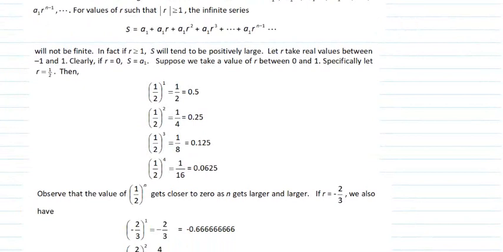For let R take real values between negative 1 and 1. Clearly, if R is equal to 0, S is equal to a sub 1. Suppose we take, let's try to have an example. Suppose we take a value of R between 0 and 1. Specifically, we let R is equal to 1 half. Then, as you can see, let's say 1 half is the common ratio that we multiply to our a sub 1. And then we raise it to a value greater than or equal to 1. So we are going to start with 1. So 1 half raised to 1 is going to be 1 half, which is 0.5.